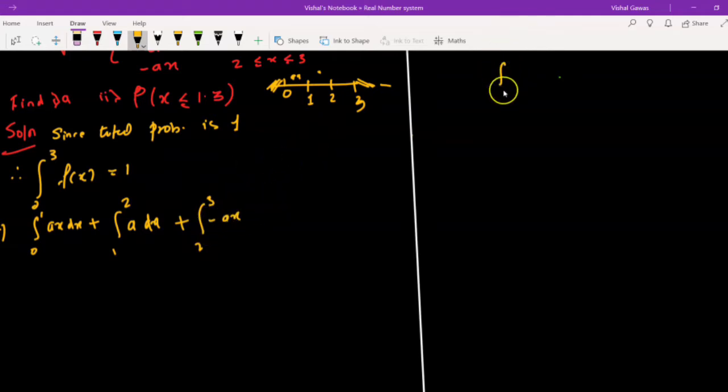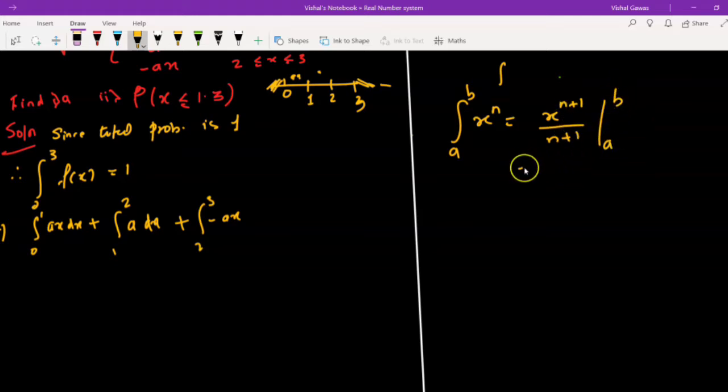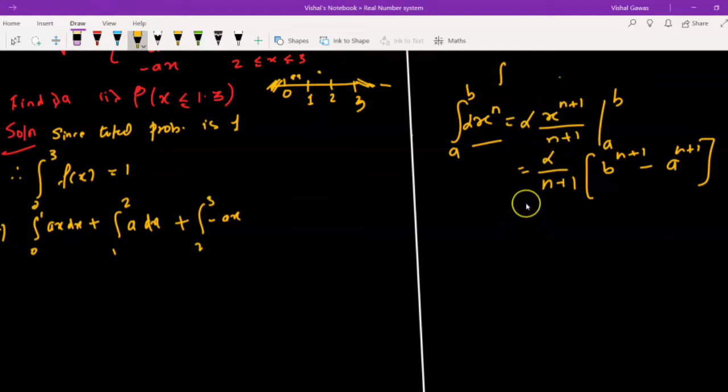Now, if you know the formula, the integral from a to b of x to the power n is x to the power n plus 1 over n plus 1, and then you put the limits in. So this would be 1 over n plus 1 in the bracket, b to the power n plus 1 minus a to the power n plus 1. That's the formula to evaluate this. If there's a constant alpha, you can take alpha out, and it will come out in each term.